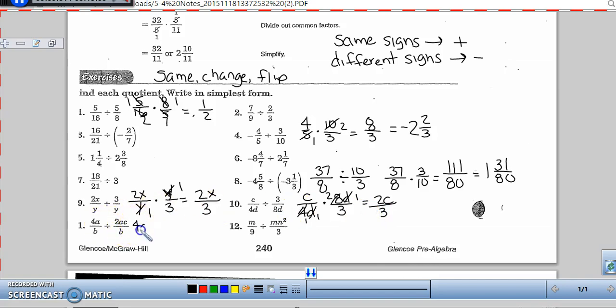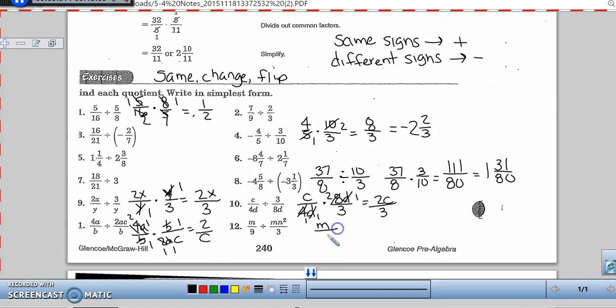Try another one. 4A over B. Change the divide to times, multiply by its reciprocal, so I just flip the second one to get the reciprocal, and then see what I can cancel. The B's will cancel out and become 1s. A cancels out, 1. 2 goes into 2 once, 2 goes into 4 twice. 2 times 1 times 1, 2. 1 times 1 times 1 times C is just 1C.